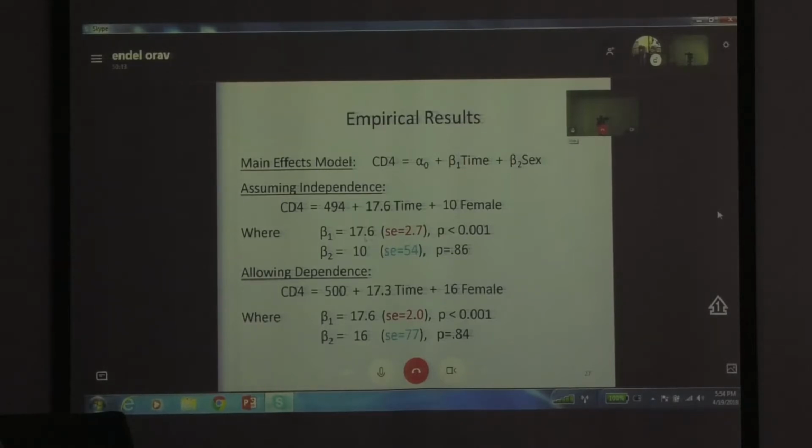The time effect was 17.6 when I did it the wrong way. Sorry, this is just a typo. The time effect is 17.3 when I do it the right way. But the standard error went from 2.7 to 2.0. And you should be saying to yourself, I always like smaller standard errors. That'll give me tighter confidence bands and lower p-values.